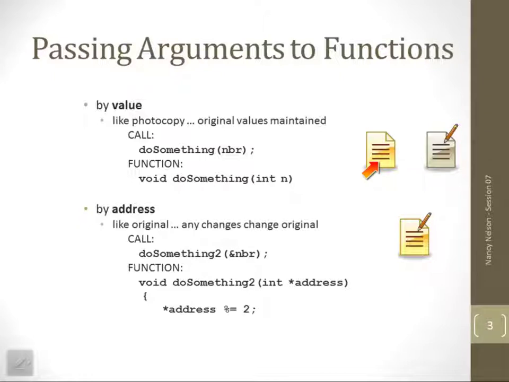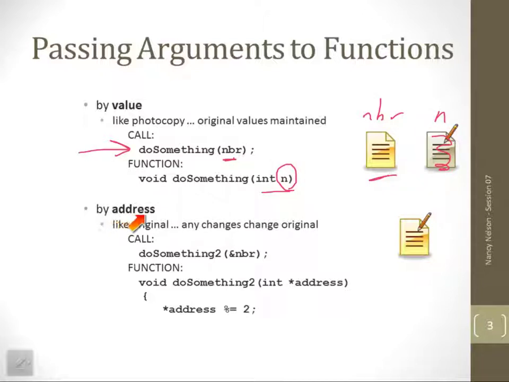So, for example, if we had a call, do something, and we pass number like this, and it is expecting an integer, and inside that function it treats it as n. This one would be number, this one would be n. So we can do whatever we want over here. This one, number, is not going to change at all.